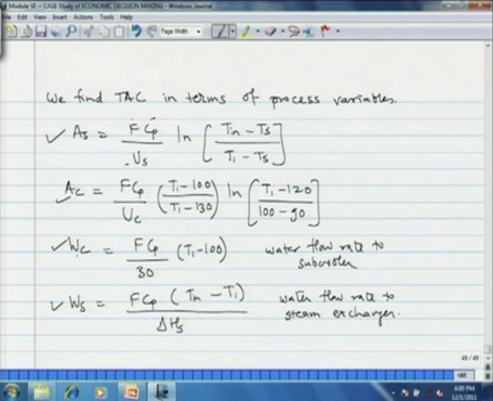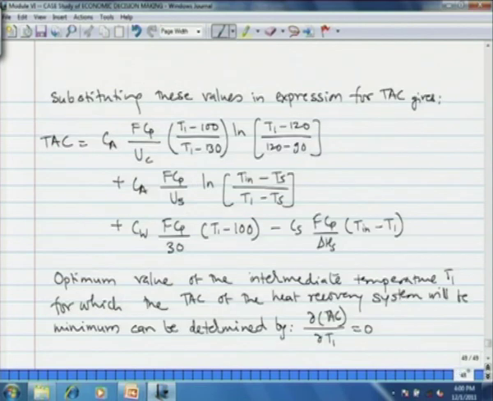Now, having done this, we substitute these values in the total annualized cost, and then we get an expression for our total annualized cost. Here all the parameters on the right hand side are given except T1, and that we treat as a variable. So, the optimum value of the intermediate temperature T1, for which the TAC of the heat recovery system will be minimum, can be determined by taking the partial derivative of the objective function TAC with respect to T1.